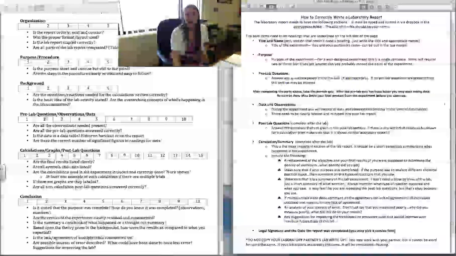The title of the file should not be your name. It should actually be the title of the lab. So you want to change that right there. The title of the file should be the name of the lab.